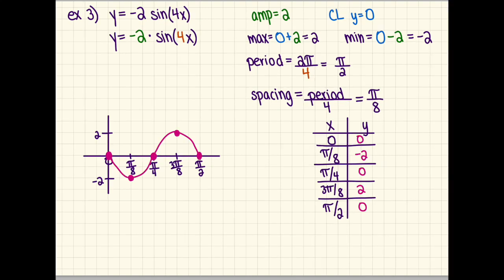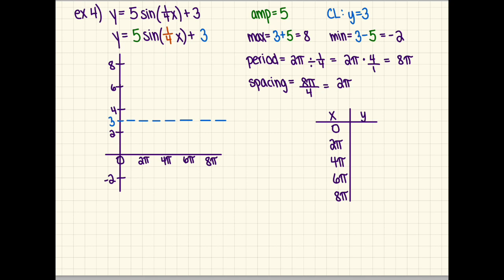Now that we have everything set up, we're ready to graph. So since it's a negative sine curve, it starts at my center line, goes down to my minimum, goes back up to the center line, then to my maximum, then to my center line. And again, fill in your chart with those respective y values.